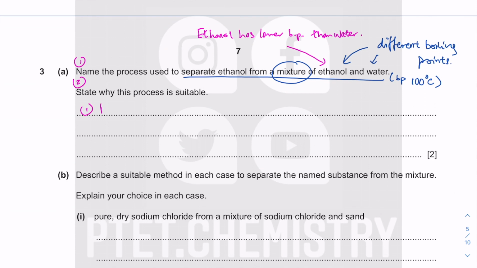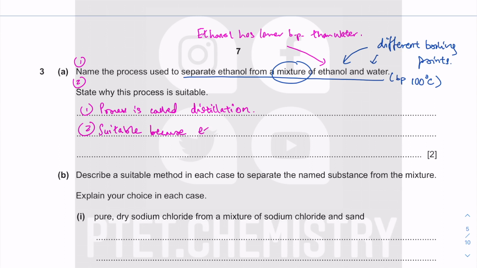The first process is called distillation. In fact, we're talking about simple distillation, not fractional distillation. So it's just called distillation. Suitable because, so we just jump straight in. Do not repeat the question, okay, because that will be a waste of time.